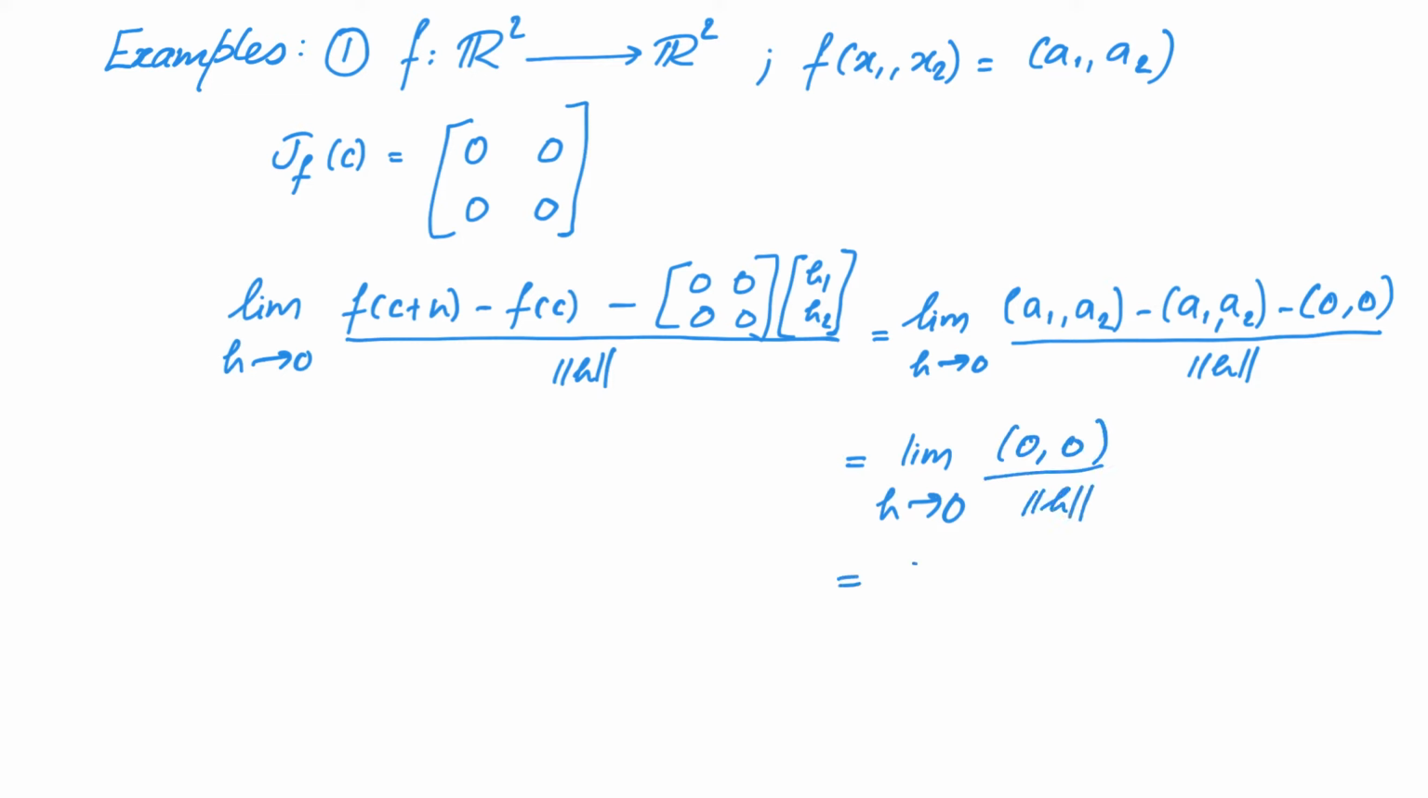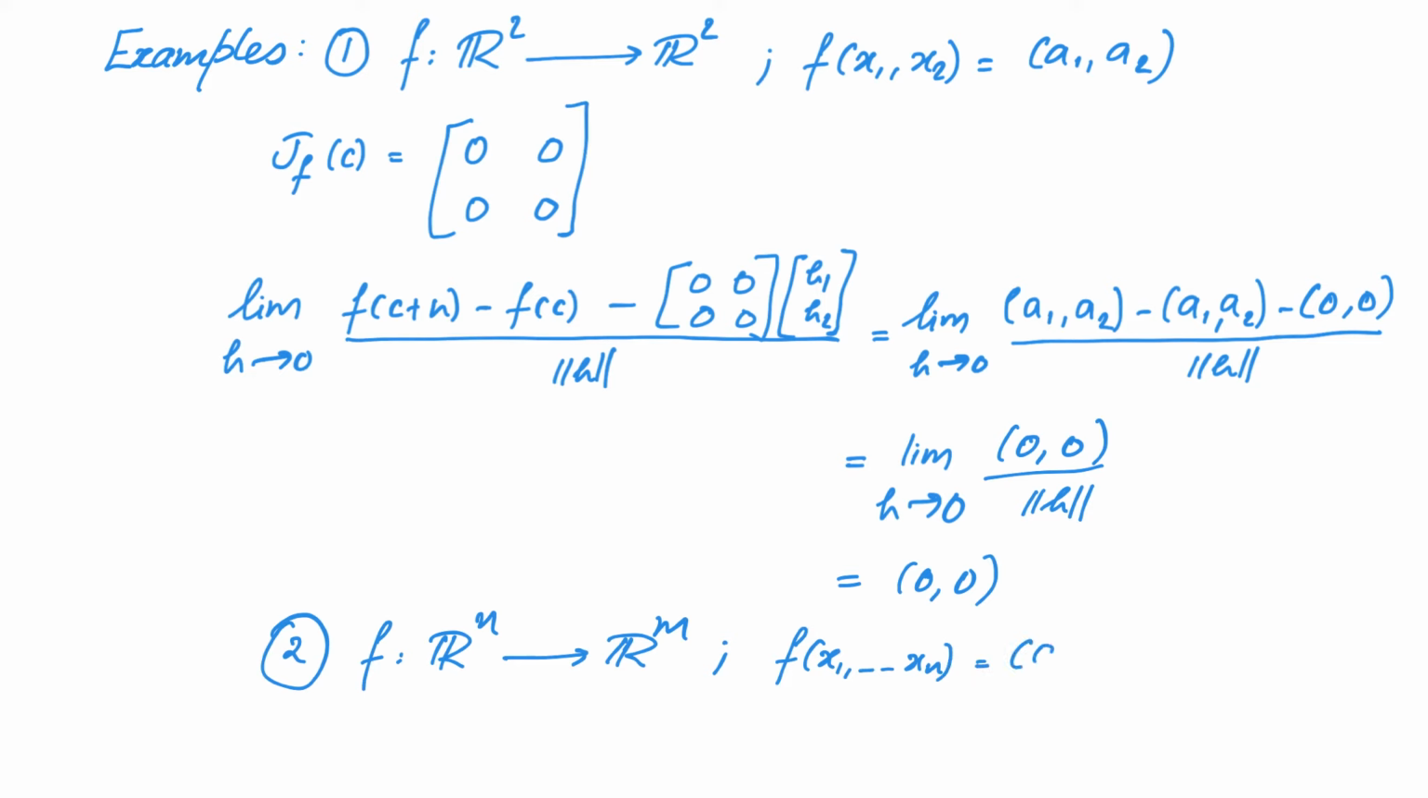Thus, this limit is equal to (0, 0), which is the zero vector. And thus, we know that the function f is differentiable. More generally, given any constant function from R^n to R^m, that means you are considering a function f from R^n to R^m defined as f(x1, x2, ..., xn) = (a1, a2, ..., am), then this function is differentiable and the Jacobian would be the m cross n dimensional zero matrix. That means it's an m cross n matrix with all its entries being 0.